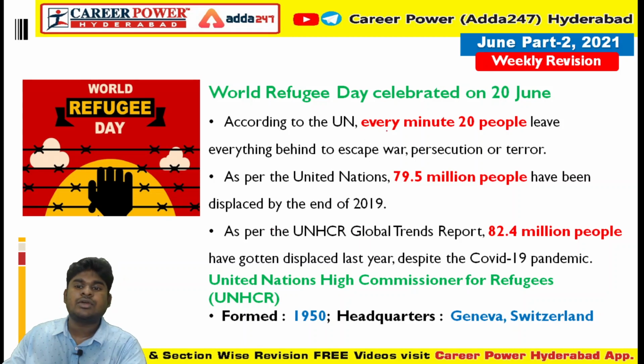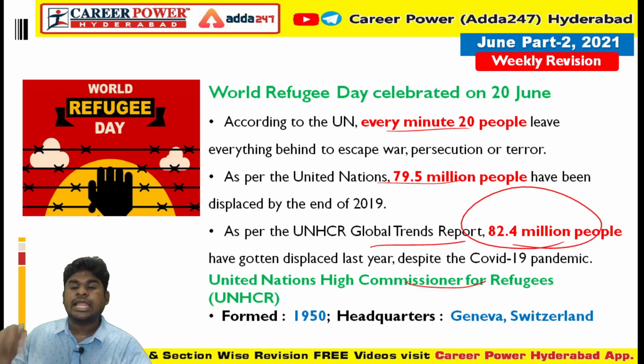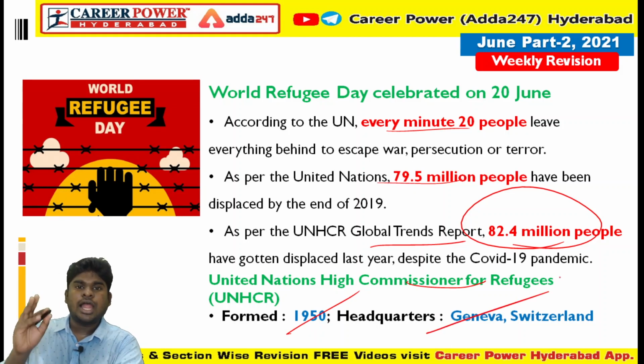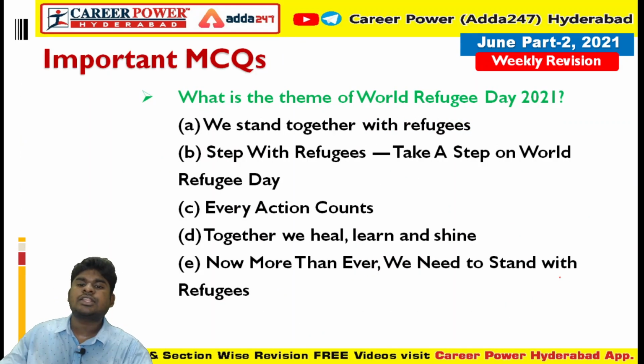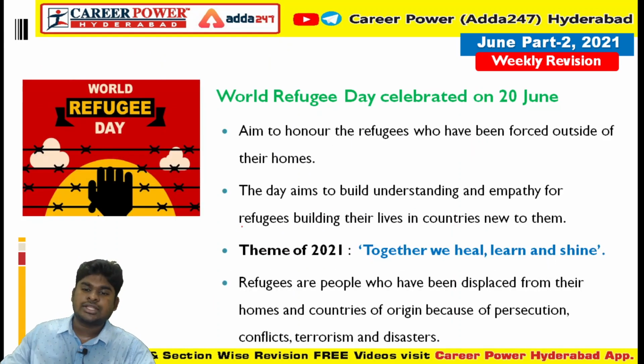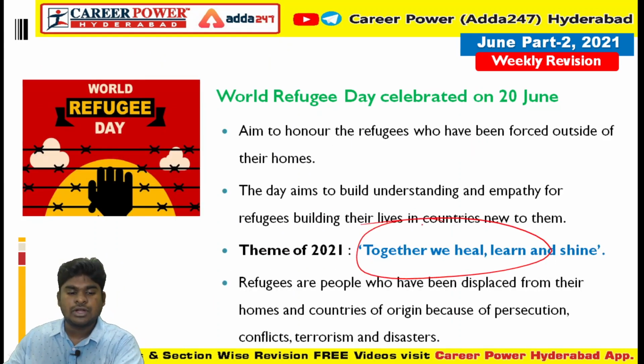According to the UN, every minute 20 people get displaced, and in 2019 itself 79.5 million people were displaced. According to the UN High Commissioner for Refugees Global Trends Report, nearly 82.4 million people were displaced last year despite the COVID-19 pandemic. The United Nations High Commissioner for Refugees was formed in 1950, headquartered in Geneva. The theme for World Refugee Day is Together We Heal, Learn and Shine.